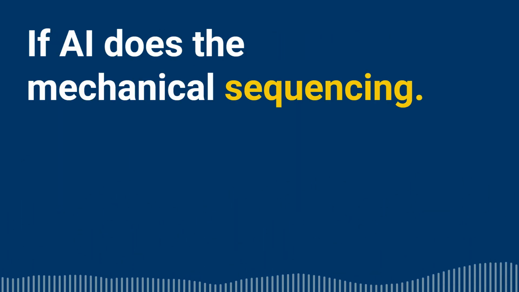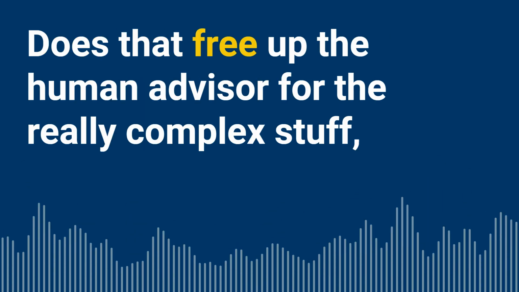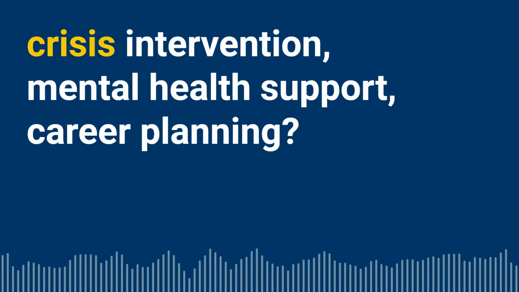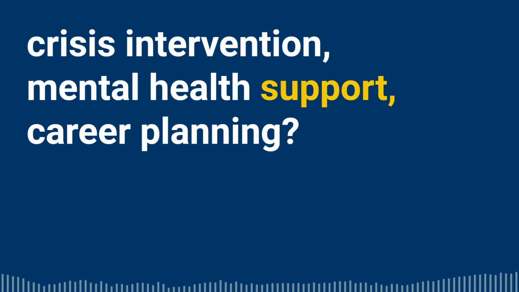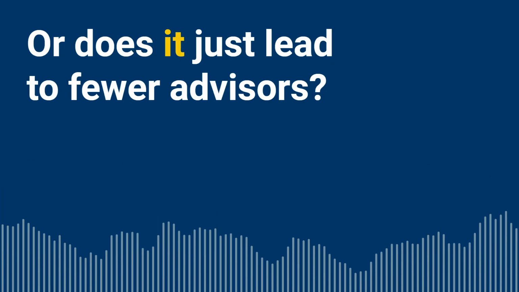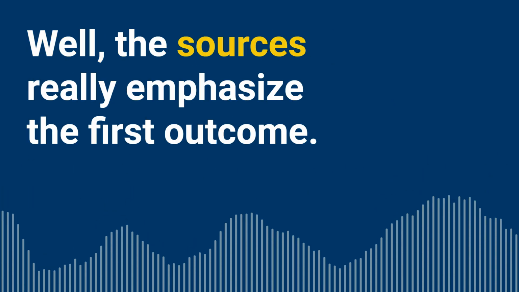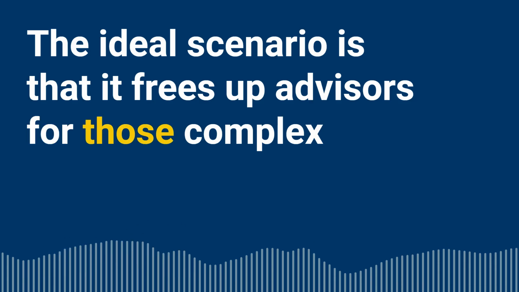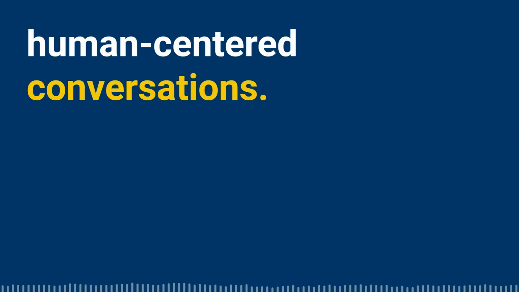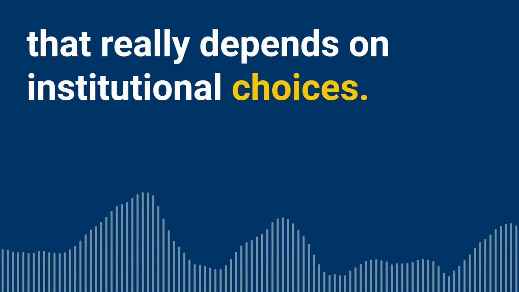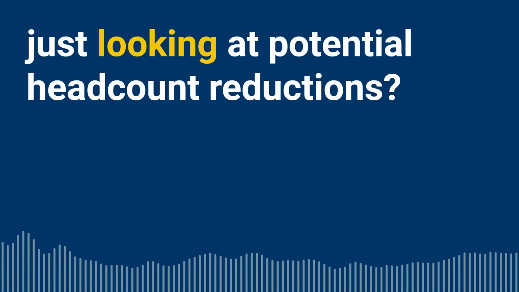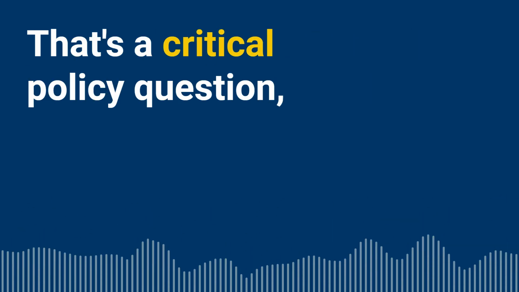Wait, let's pause on that. If AI does the mechanical sequencing, does that free up the human advisor for the really complex stuff, crisis intervention, mental health support, career planning, or does it just lead to fewer advisors? Well, the sources really emphasize the first outcome. The ideal scenario is that it frees up advisors for those complex human-centered conversations. But that really depends on institutional choices. Are they prioritizing that shift in focus, or are they just looking at potential headcount reductions? That's a critical policy question.